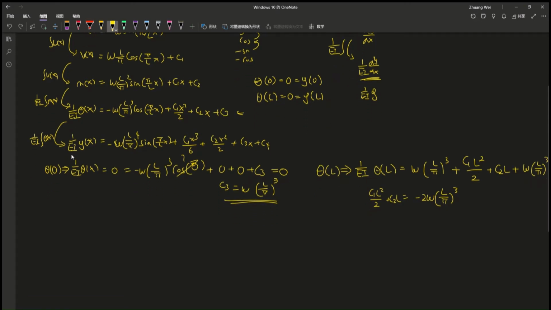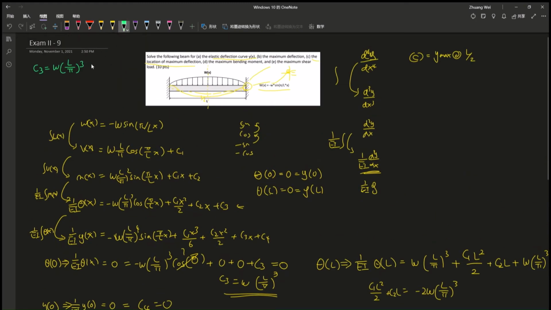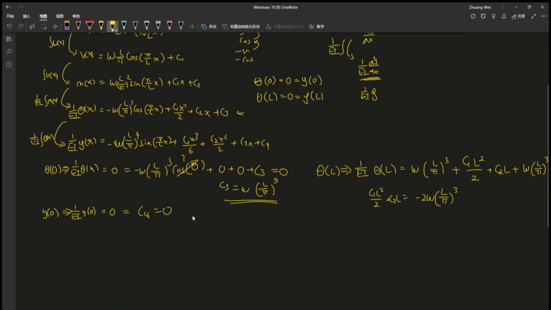So let's move on to this equation over here, right? So y of 0, that's going to be y of 0 equals 0. So let's see, sine of 0 is 0, right? Sine of 0 equals 0. This is 0, 0, 0. So C4 equals 0, right? So we can write it up here. C4 equals 0.